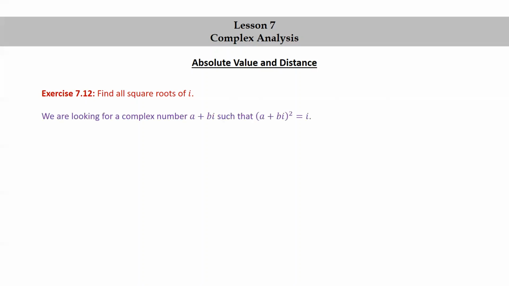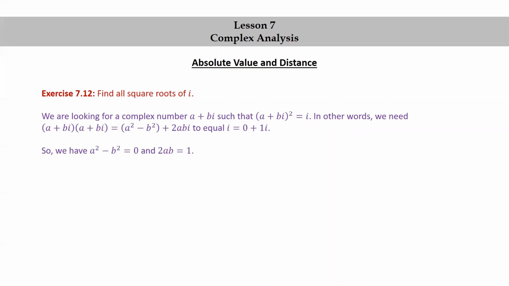We are looking for a complex number a plus bi such that the square of a plus bi is equal to i. In other words, we need a plus bi times a plus bi, which is equal to a squared minus b squared, plus 2abi equal to i, which is equal to 0 plus 1i. So we have a squared minus b squared equals 0, and 2ab equals 1.